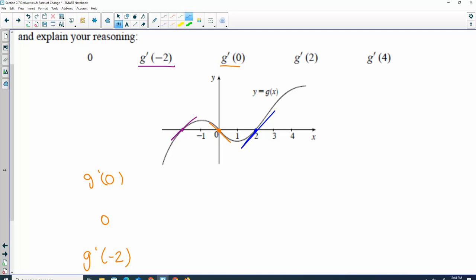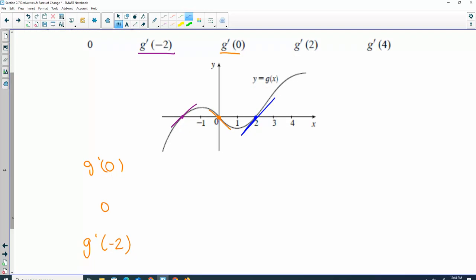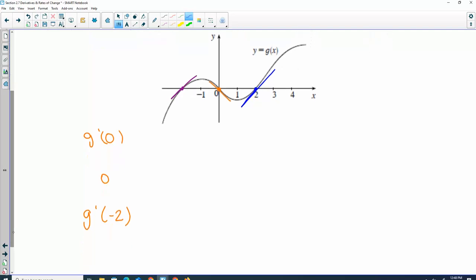So, kind of hard to tell there. Both my purple and my blue one are positive numbers, right? Which one is steeper, do you think? 2. So that one would be bigger.